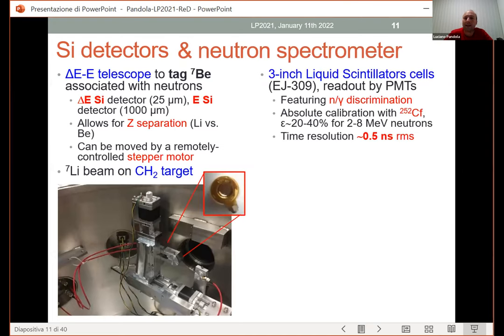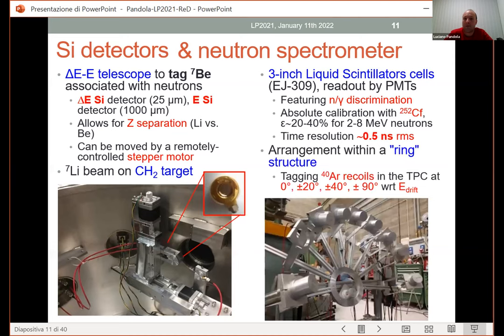The second and last component is the neutron spectrometer. It's made of liquid scintillator cells, to have a high efficiency for neutrons. Those are made of EJ309, which features fairly good neutron-gamma discrimination, so they allow separation of neutrons and gammas. And they offer a sub-nanosecond time resolution.